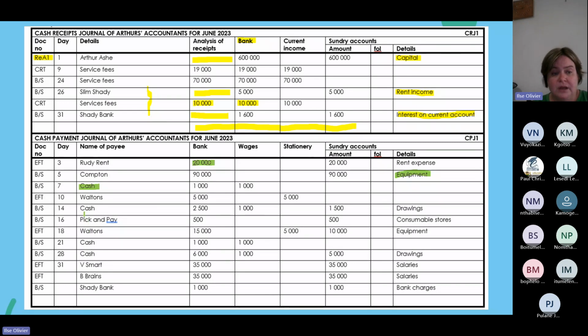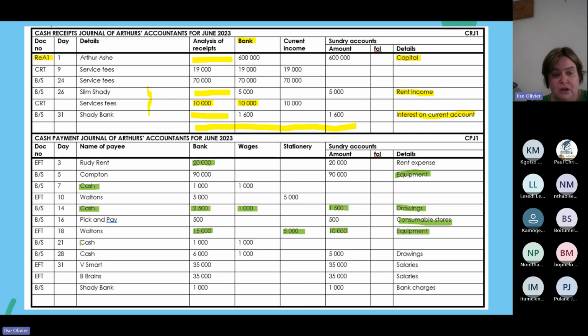Then if you look on the 14th, we also paid cash, but you paid 1,000 rand for wages and 1,500 rand for the owner's daughter's school fees. That was drawings, and that gives you an amount of 2,500 rand that you withdrew from the bank. Then on the 16th, remember that cleaning materials are always consumable stores. Then on the 15th, remember you bought paper, that is your stationery, and 1,000 rand, that was the computer monitor, that is equipment. So total amount would be 15,000 rand.